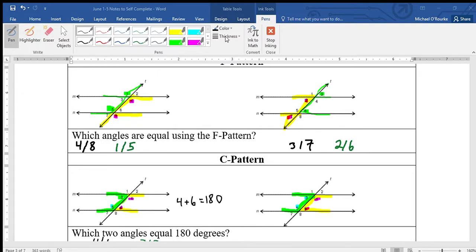I'll give you a couple seconds to finish this one off. And this one here is again C, going the other way. So what's my answer going to be this time though? So we know a full C pattern is 180 degrees. So we're going to minus 70 off of it, which equals 110 degrees. So that's 110. Once again, just write C pattern.